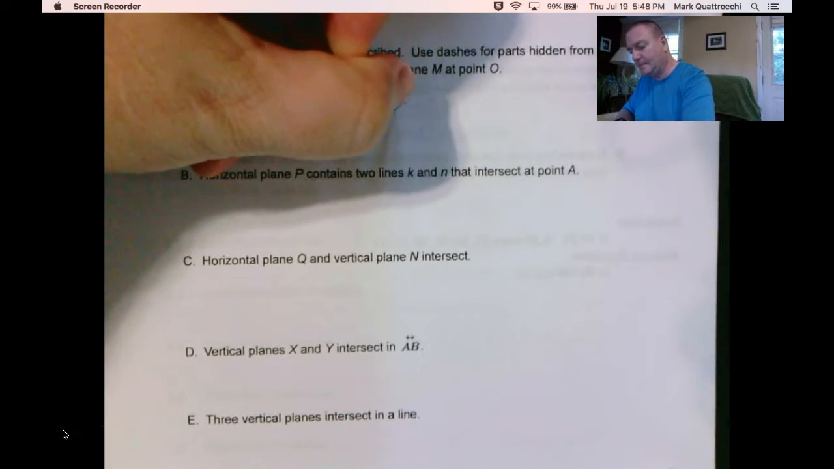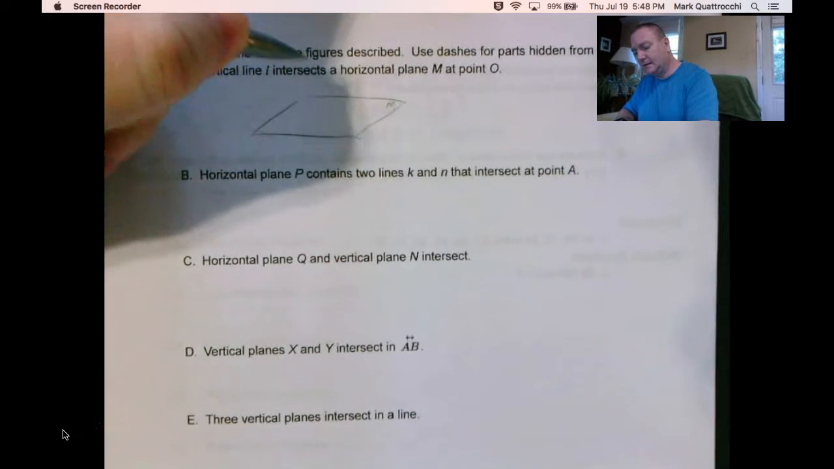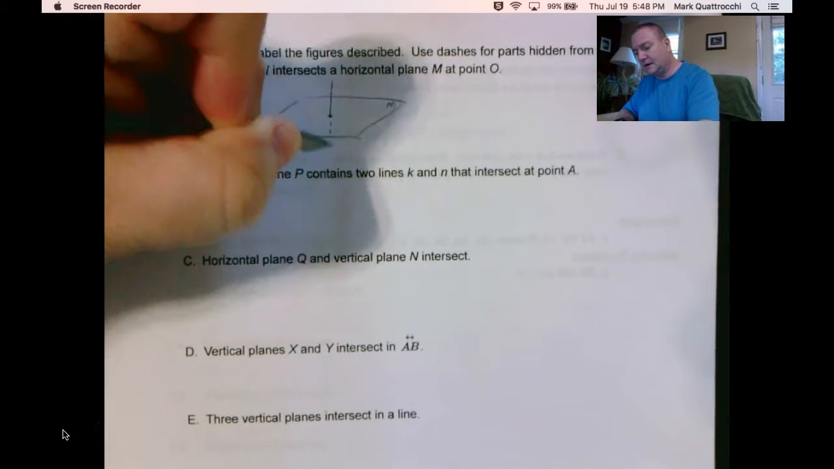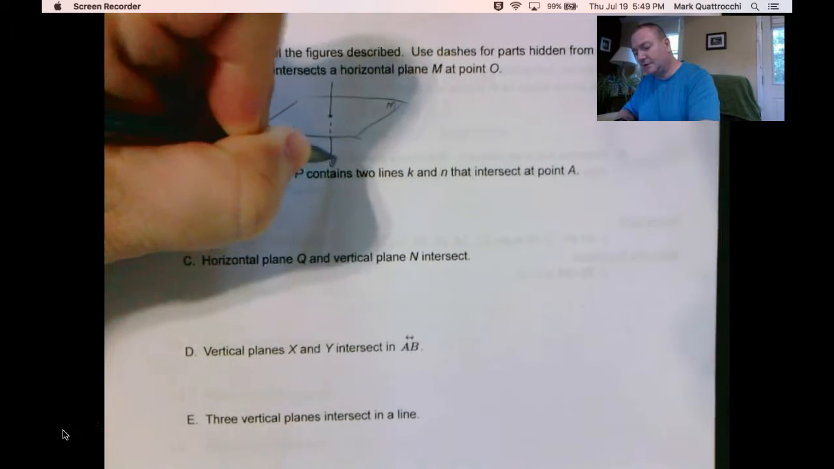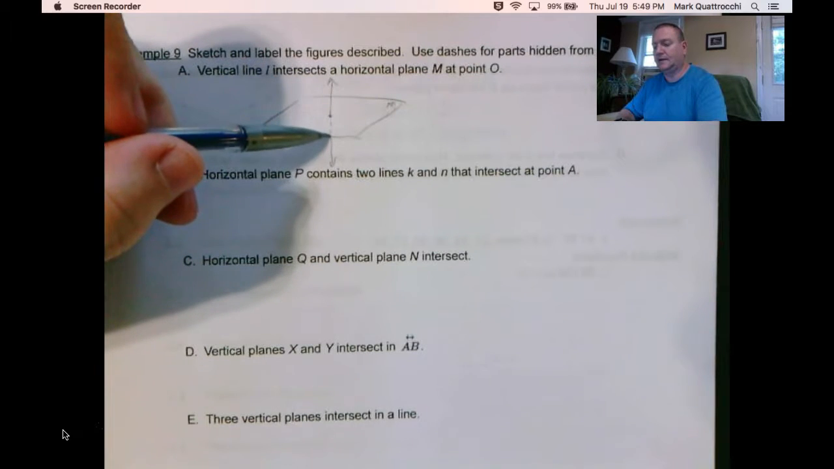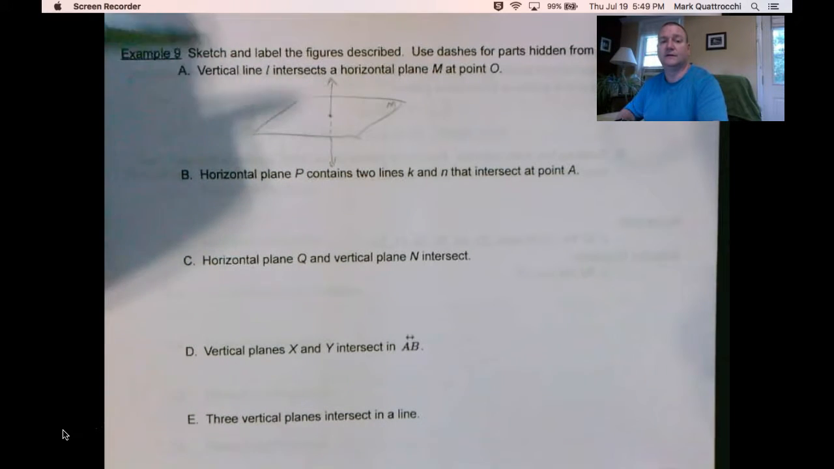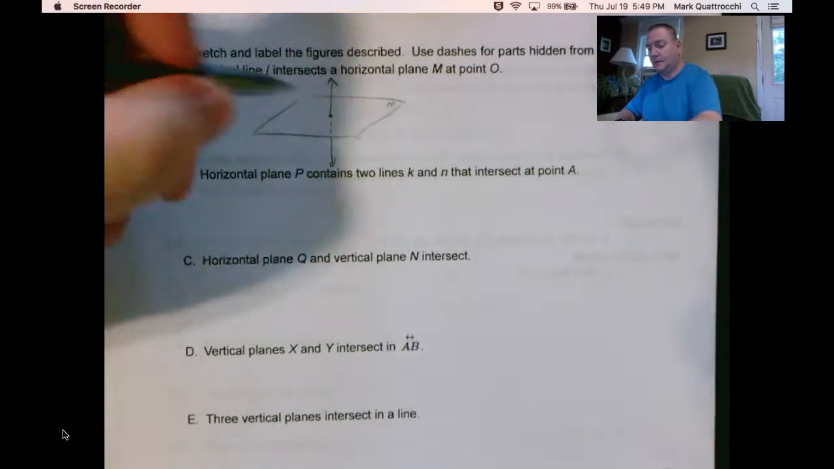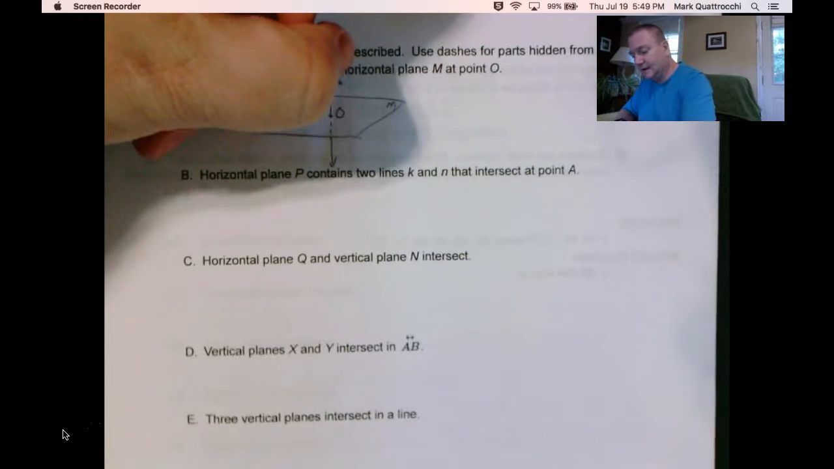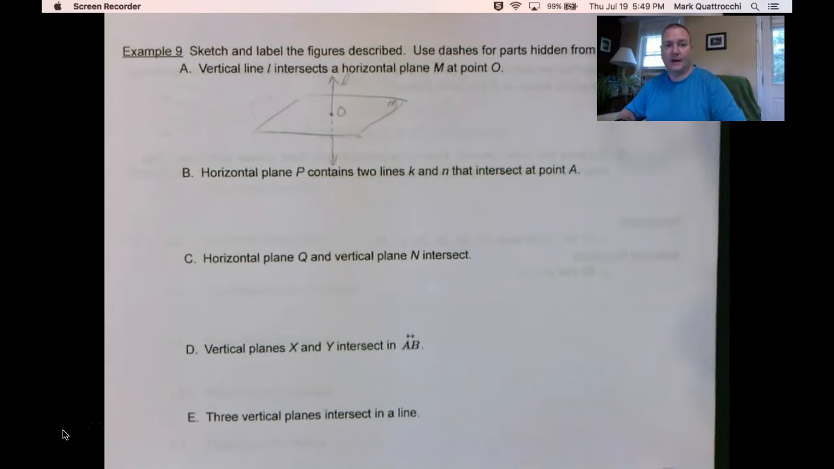plane M. There's plane M. I'm going to draw a vertical line L. Notice the dotted parts or dashed parts for when it goes through the plane and it's hidden by the plane. Then it comes out. Now again, planes go on forever and ever. This is just a representation of the plane. It's intersecting that plane at point O. And this is line L. Okay, so that's the drawing for part A.